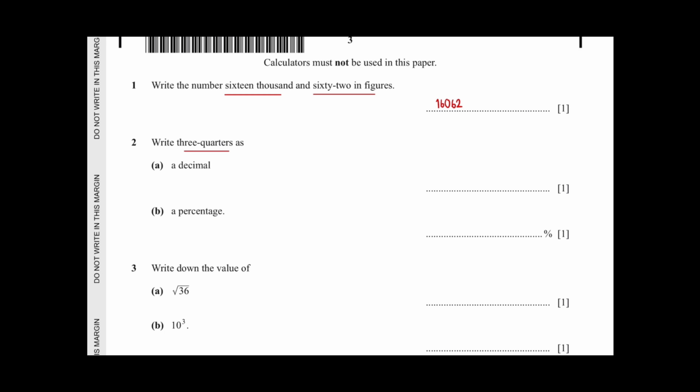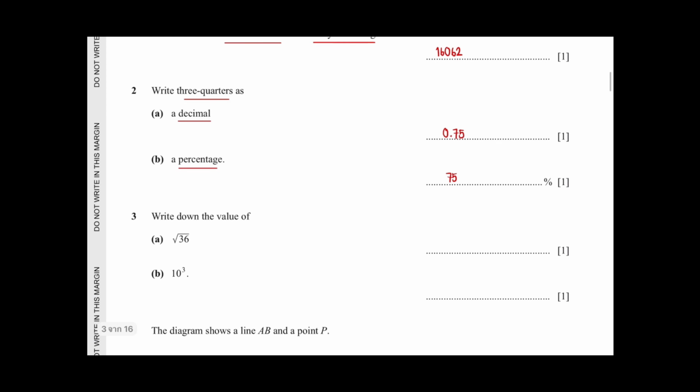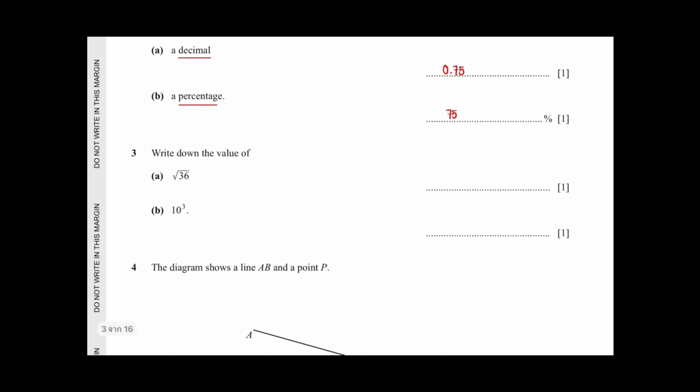Question 2. Write 3/4 as a decimal. So it is 0.75, and as a percentage, it is 75%. Question 3. Write down the value of square root 36, so it will be 6 and negative 6, and 10 cubed, so it is 1000.